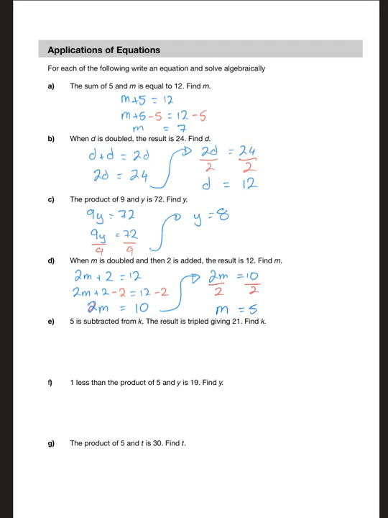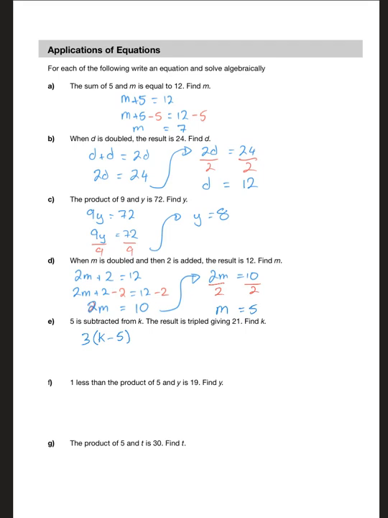5 is subtracted from k. The result is tripled, giving 21. So let's think about this one for a moment. 5 is subtracted from k. So we have k minus 5. The result is tripled. That means it is multiplied by 3. So the best way to show that at the moment is like this. 3 times whatever the result of k minus 5 is.